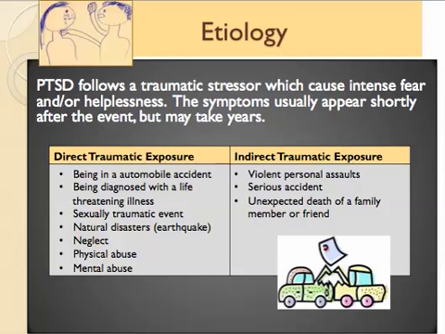Some examples are being in an automobile accident, being diagnosed with a life-threatening illness, a sexually traumatic event, a natural disaster, neglect, physical abuse, or mental abuse. An indirect traumatic exposure means that the child did not experience that trauma, but that a loved one or close person to them did. Some examples are a violent personal assault on a loved one, a serious accident, or an unexpected death of a family member or friend.